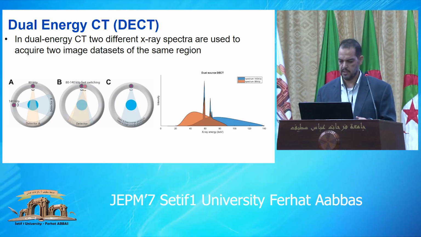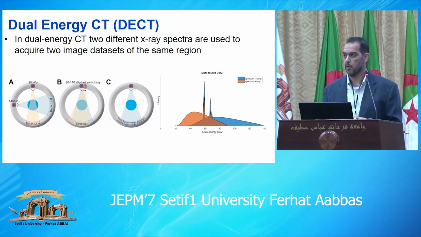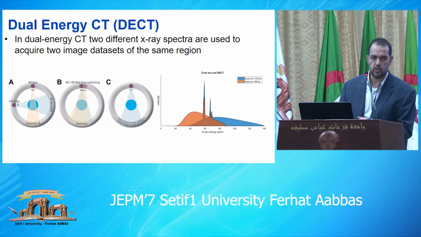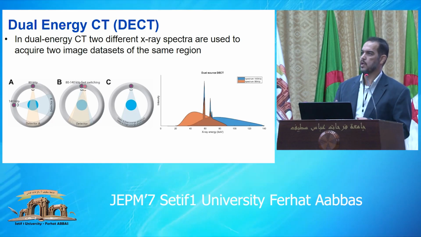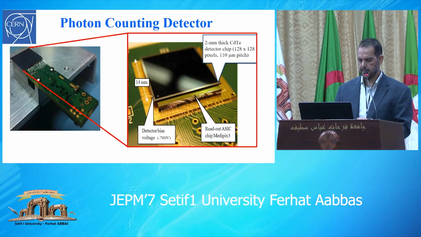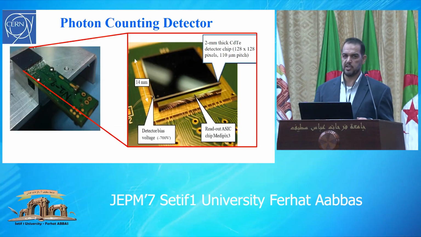Using the 2 energy images, you can do very interesting things like material decomposition and getting virtual monoenergetic images. You can also get the atomic number and the electron density of the material. All of this was made possible by the development of dual energy imaging. The next major development in CT technology is the photon counting detector. This was developed at CERN. This is the MEDIPIX detector.